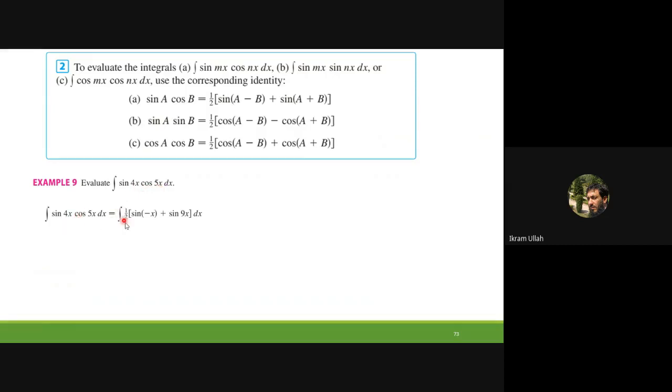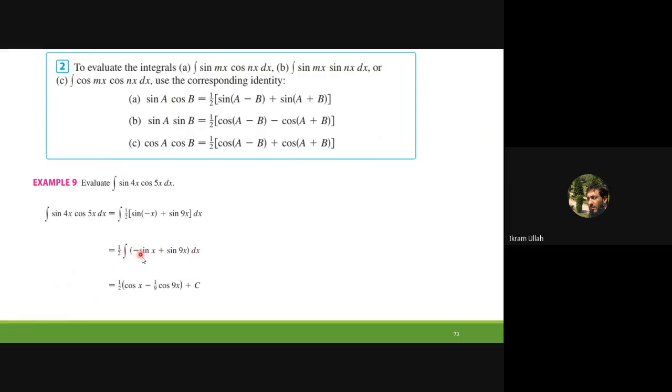To integrate this, we use the sine and cosine combination: sin a cos b is equal to 1/2 [sin(a minus b) plus sin(a plus b)]. So we can write this integral as 1/2 [sin(4x minus 5x) plus sin(4x plus 5x)] using this identity. So we can write 1/2 over here, and this is minus sin x plus sin 9x dx.